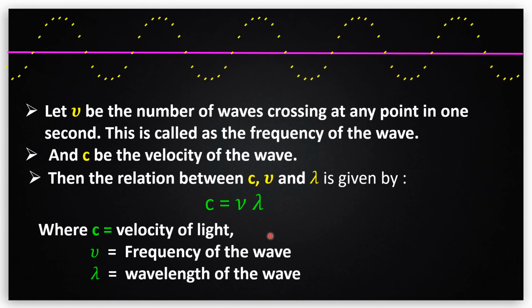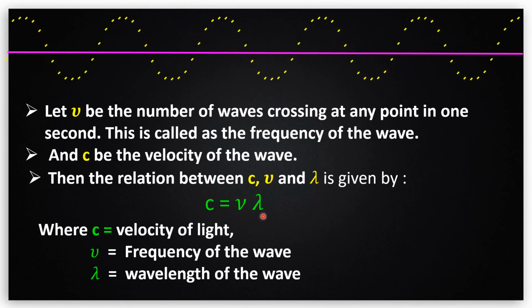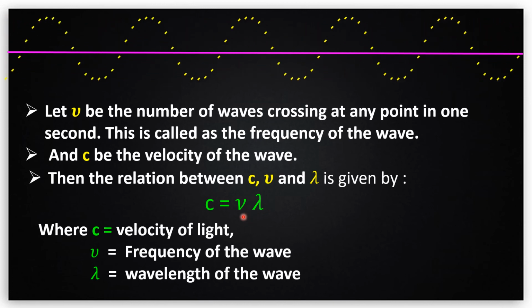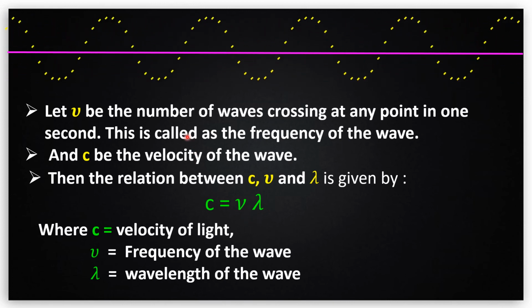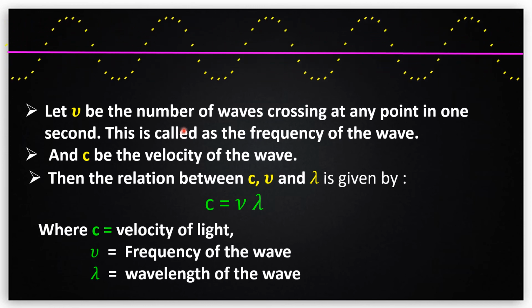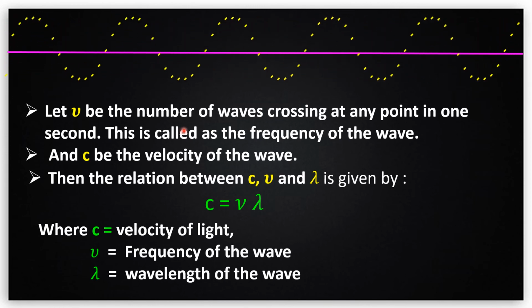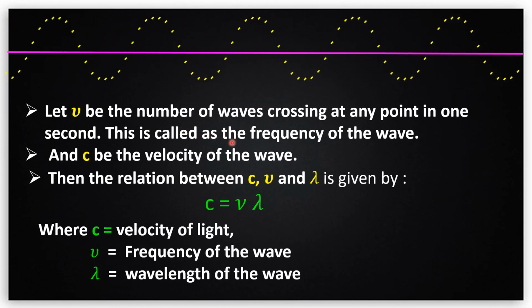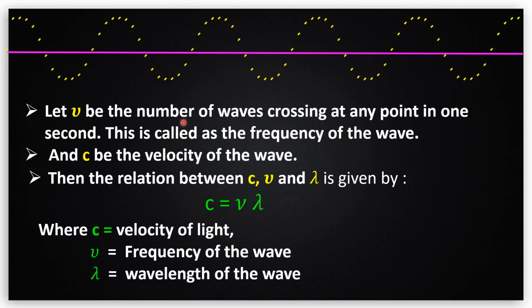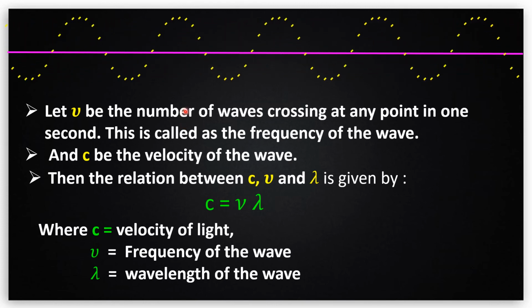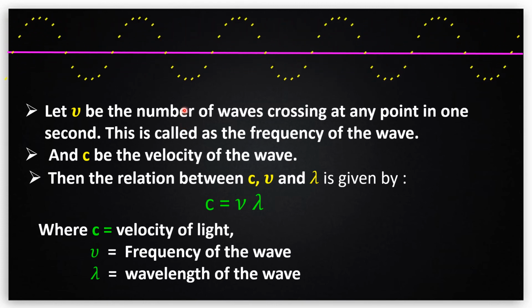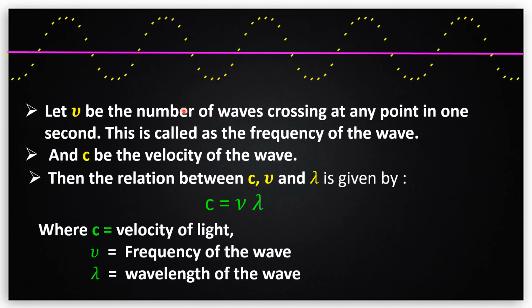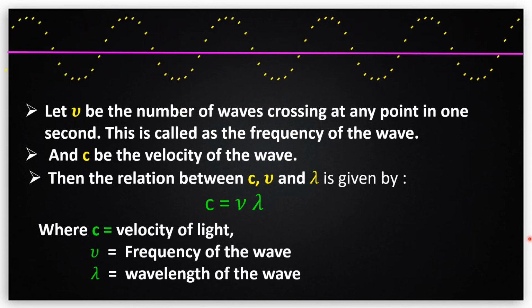Okay, and this lambda varies from color to color. When lambda varies, nu also varies. When wavelength is more, frequency is less, because frequency varies inversely to the wavelength. Waves having shorter wavelength will have more frequency. Waves having more wavelength will have shorter frequency. Okay.